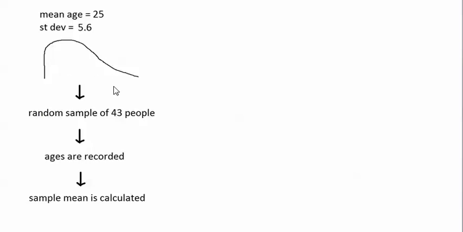Let's also imagine that a certain person wants to know the mean age of this population. In order for the person to calculate the mean age of this population, the person would have to record the ages of all people in the population, and then calculate the mean of the data. The person doesn't have enough time to do that, so the person takes a random sample of 43 people from the population, records their 43 ages, and then calculates the mean of the 43 ages to estimate or get a rough idea of what the population mean equals.